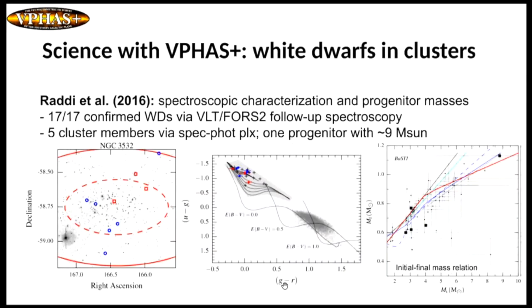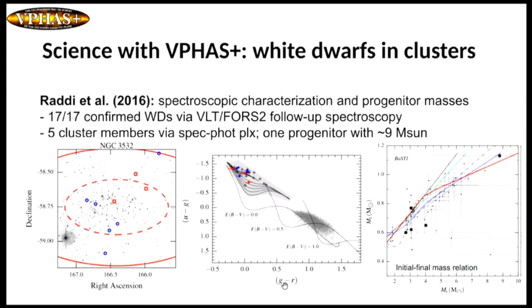And finally, I like to self-promote a paper that I published when VPHAS Plus started producing data, where we selected new candidate white dwarfs in the galactic plane, possibly belonging to open clusters. You can imagine these very faint stars around 19th or 20th magnitude, and trying to identify those that are members of open clusters. We followed them up with VLT FORS2 in order to obtain spectrophotometric parallaxes.